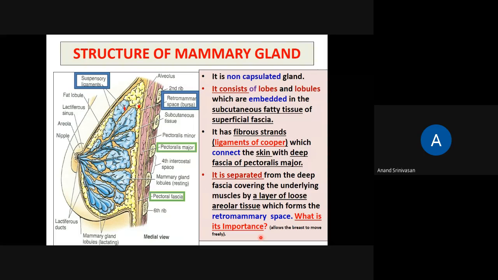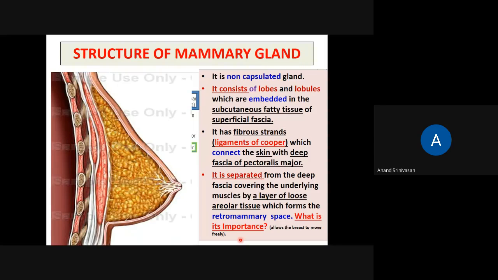What is the importance? I already told you, for clinical applications. If there is malignancy and the retromammary space is involved, we can understand that the lump has infiltrated and is malignant. Even by clinical examination you can say whether the lump is benign or malignant; if there is infiltration, it is most likely malignant. The retromammary space also allows the breast to move freely over the clavipectoral fascia. Here you can see some tiny ligaments; these are the ligaments of Cooper.